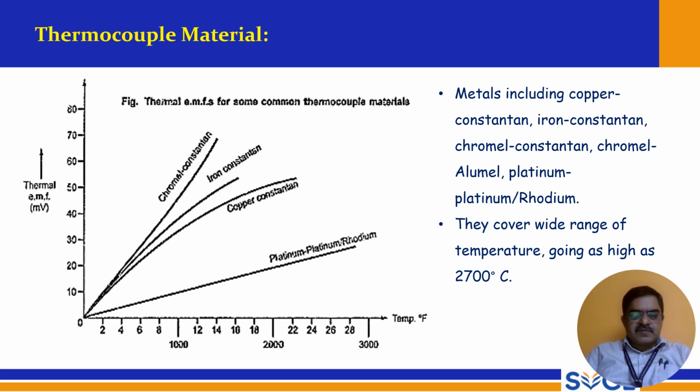So this is the graph. The thermal EMF produced in millivolts for different metals and metal combinations across temperature, which is given in Fahrenheit. Here you can see that more thermal EMF is produced for the chromel constantan combination of materials, and this is for iron constantan, copper constantan, platinum rhodium. For these combinations the EMF is produced. For platinum rhodium, the EMF produced is much lesser when compared to chromel constantan. So from this graph we can infer this.